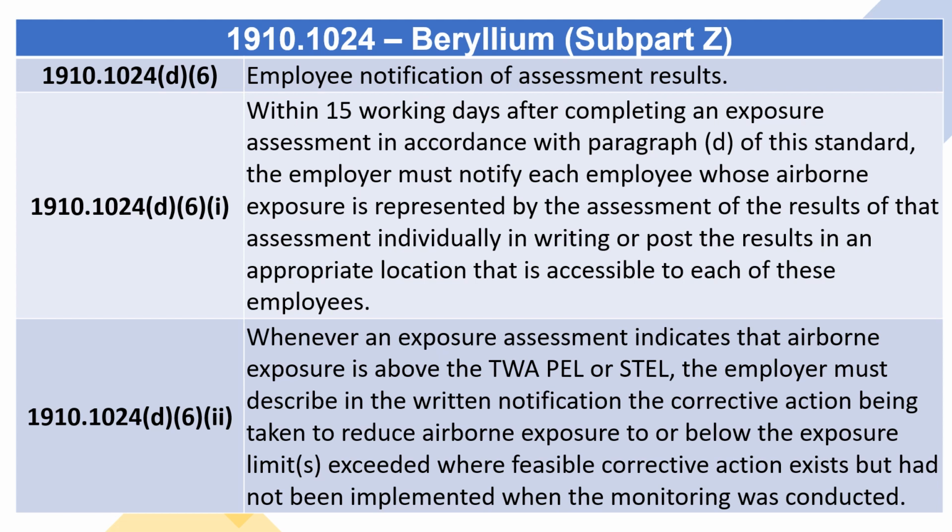1910.1024 D6 2. Whenever an exposure assessment indicates that airborne exposure is above the TWAPL or SAL, the employer must describe in the written notification the corrective action being taken to reduce airborne exposure to or below the exposure limits exceeded where feasible corrective action exists but had not been implemented when the monitoring was conducted.